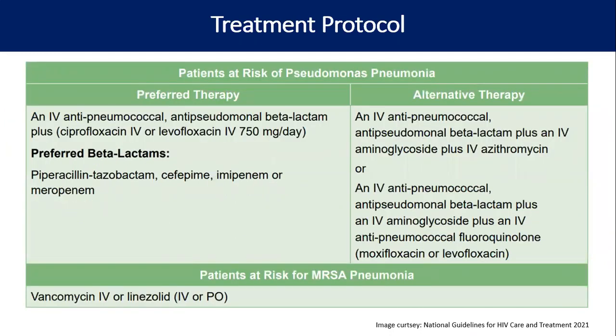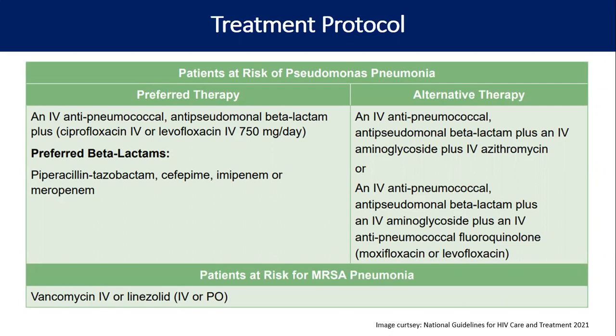Now, patient at risk of Pseudomonas pneumonia: an IV anti-pneumococcal, anti-Pseudomonal beta-lactam plus ciprofloxacin IV or levofloxacin IV. Preferred beta-lactams are piperacillin-tazobactam, cefepime, imipenem, or meropenem. Alternative therapies are an IV anti-pneumococcal and anti-Pseudomonal beta-lactam plus an IV aminoglycoside plus IV azithromycin.